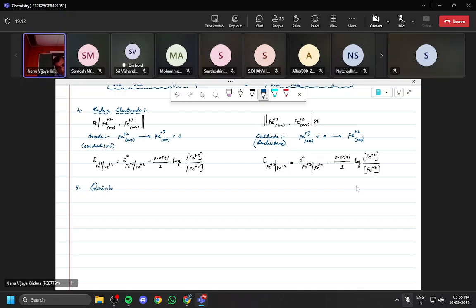Quinhydrone electrode. Check the spelling, correct or not? This type of quinhydrone or quinol we have seen during the manufacturing process of hydrogen peroxide. 2-ethyl anthraquinol. Just roughly I will give it. Don't write it, just reason.